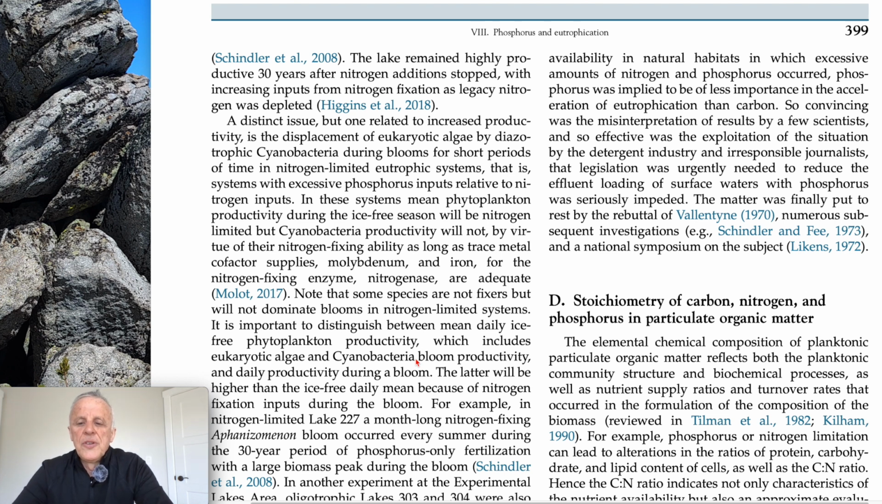So convincing was the misinterpretation of results by a few scientists, and so effective was the exploitation of the situation by the detergent industry and irresponsible journalists, that legislation urgently needed to reduce the effluent loading of surface waters with phosphorus was seriously impeded. The matter was finally put to rest by the rebuttal of Vallentyne, numerous subsequent investigations, and a national symposium on the subject. And that will be completing my presentation for today on phosphorus and eutrophication.